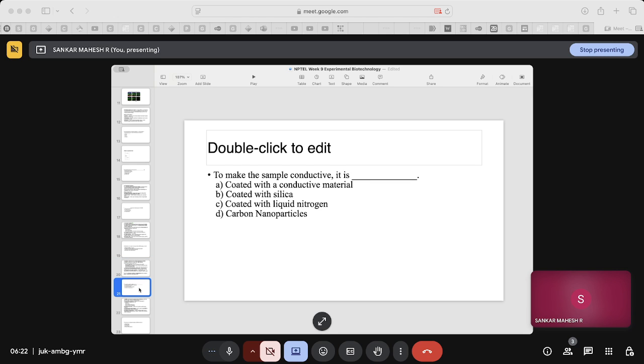The next question is, to make the sample conductive, it is dash. Option A, coated with conductive material. Option B, coated with silica. Option C, coated with liquid nitrogen. Option D, carbon nanoparticles. You can take a couple of minutes to think about this and then we'll discuss.